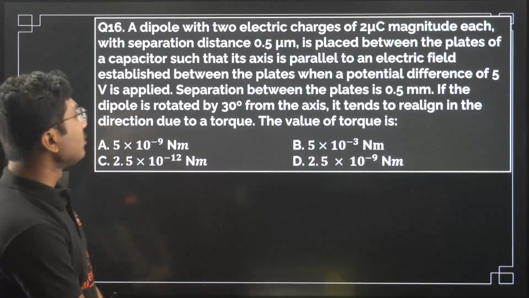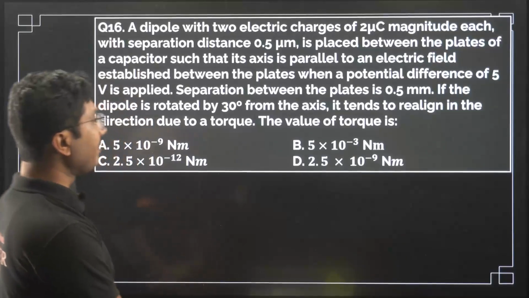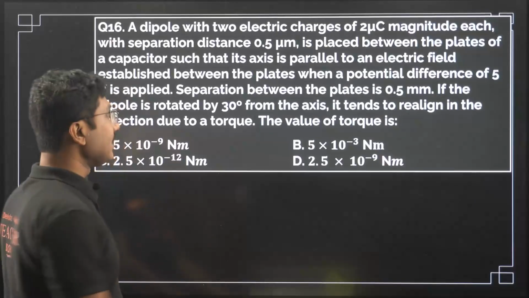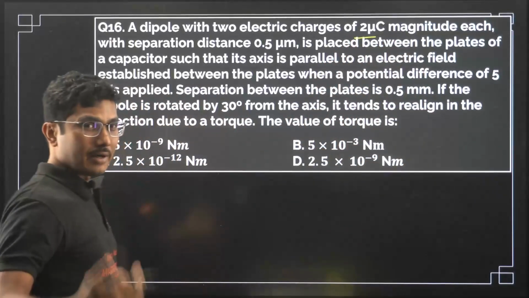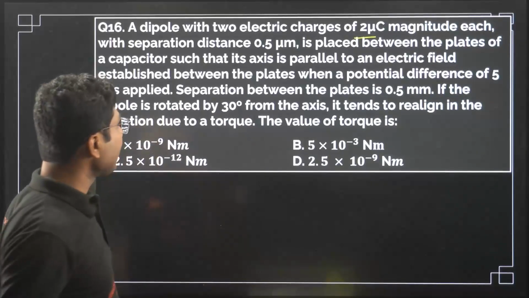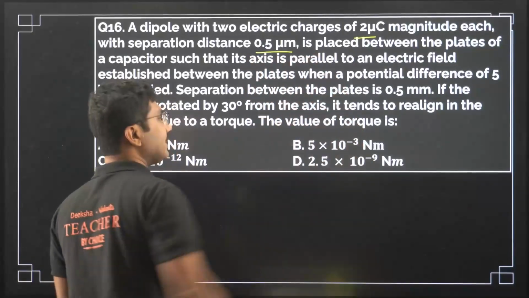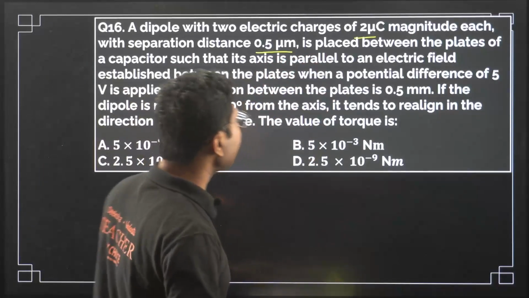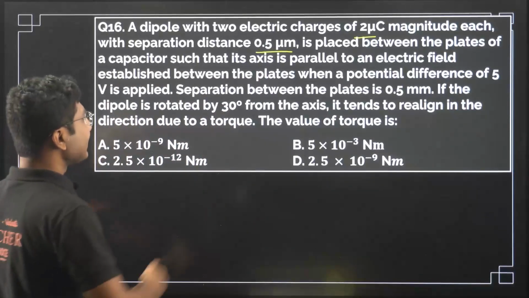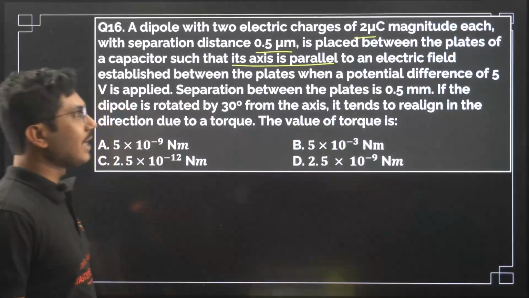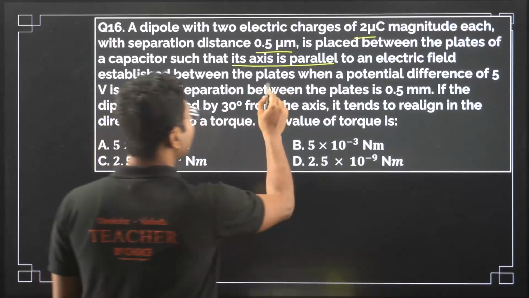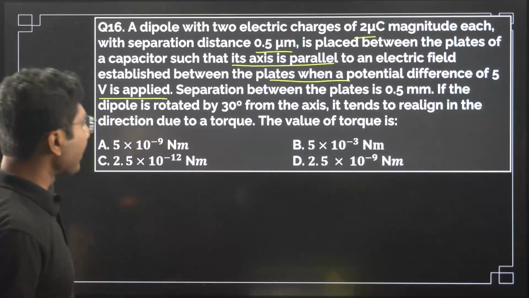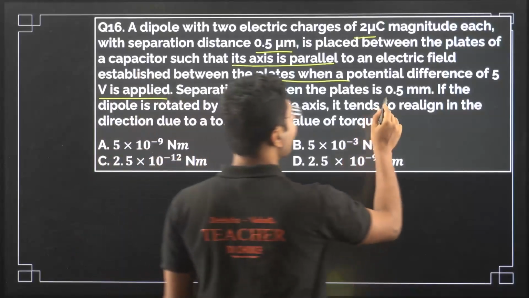A dipole with two electric charges of 2 microcoulomb magnitude each. So one has 2 microcoulomb, another one has minus 2 microcoulomb, with a separation distance of 0.5 micrometer. Because the distance is small, they are directly saying this is a dipole. It is placed between the plates of a capacitor such that its axis is parallel to the electric field established between the plates when a potential difference of 5 volt is applied. The separation between the plates is 0.5 millimeter.